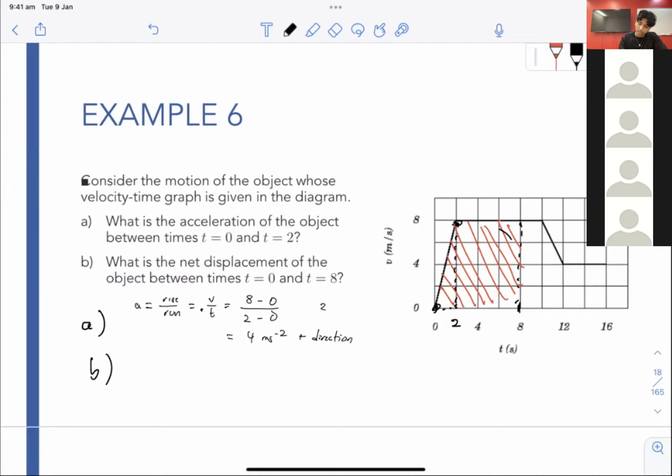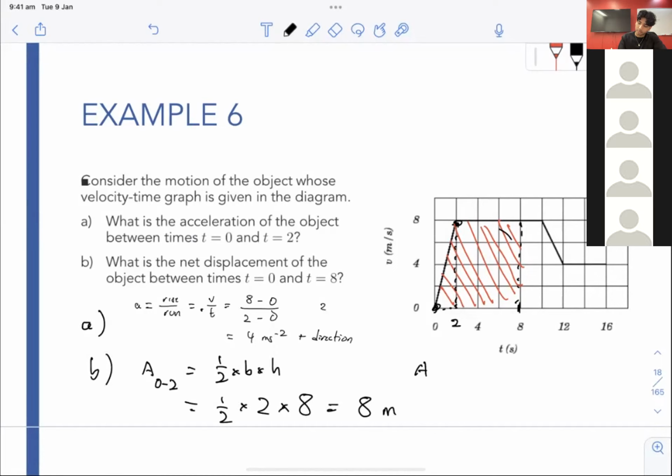So area 0 to 2, it's going to be half times base times height, which is half times 0 to 2 is 2 base. Height is from 0 to 8, right? Times 8, and that's going to be 8 meters.